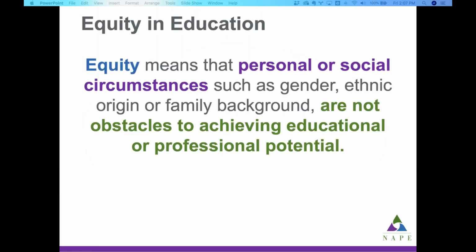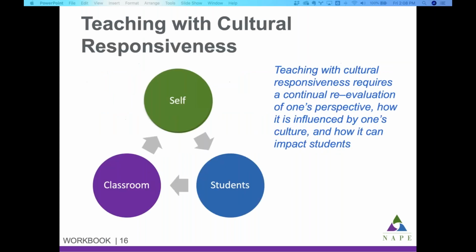So when we're thinking about equity in education, it means that personal and social circumstances such as gender, ethnic origin, family background are not obstacles to achieving educational or professional potential. And so we have to keep this in mind as we're moving throughout our journey and becoming a more culturally responsive educator. Now, what does it mean for us to begin teaching or working in a culturally responsive way? There are three different perspectives in which we want to engage in reflection here. One is the self, the second is students, and the third is looking at what's happening in the classroom.